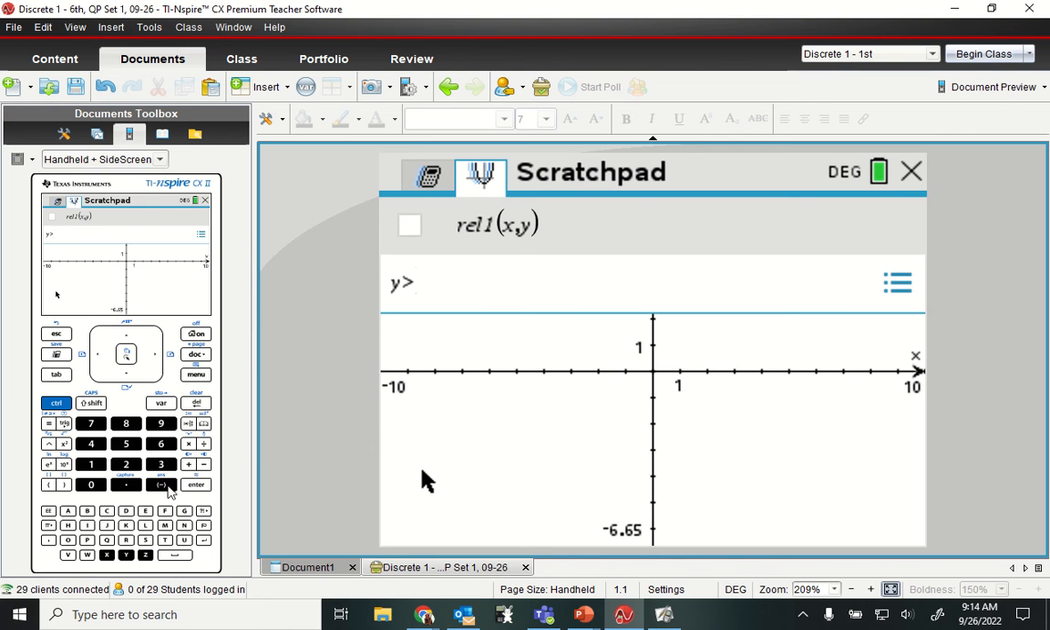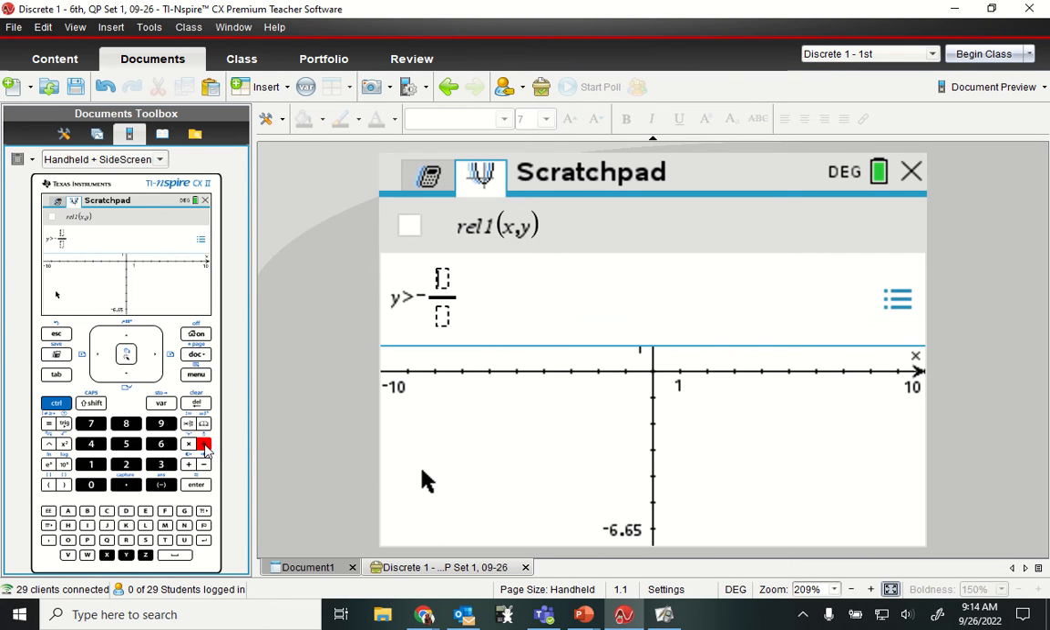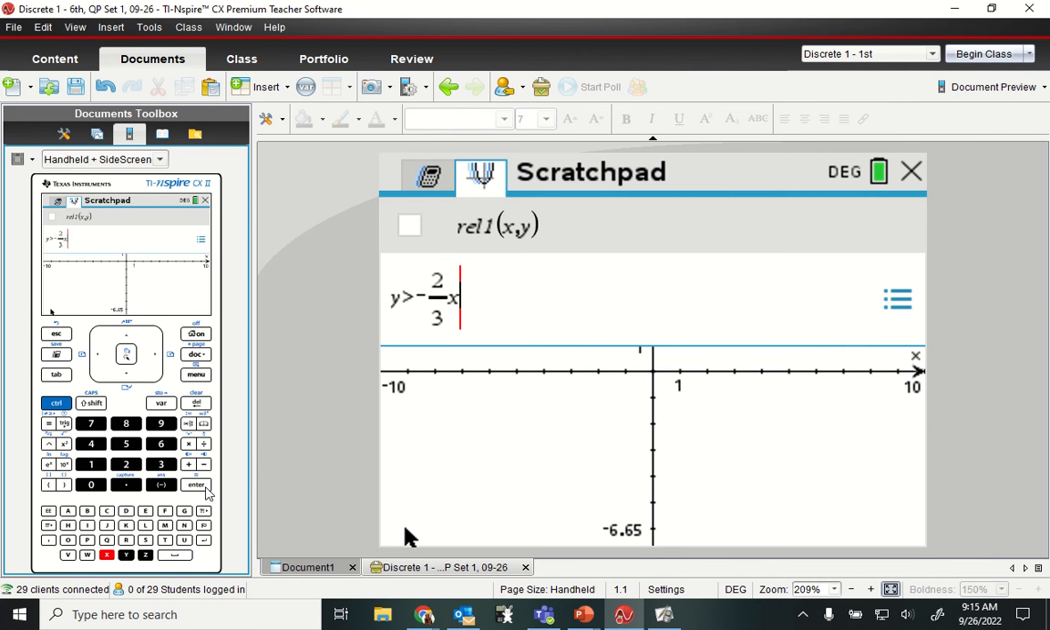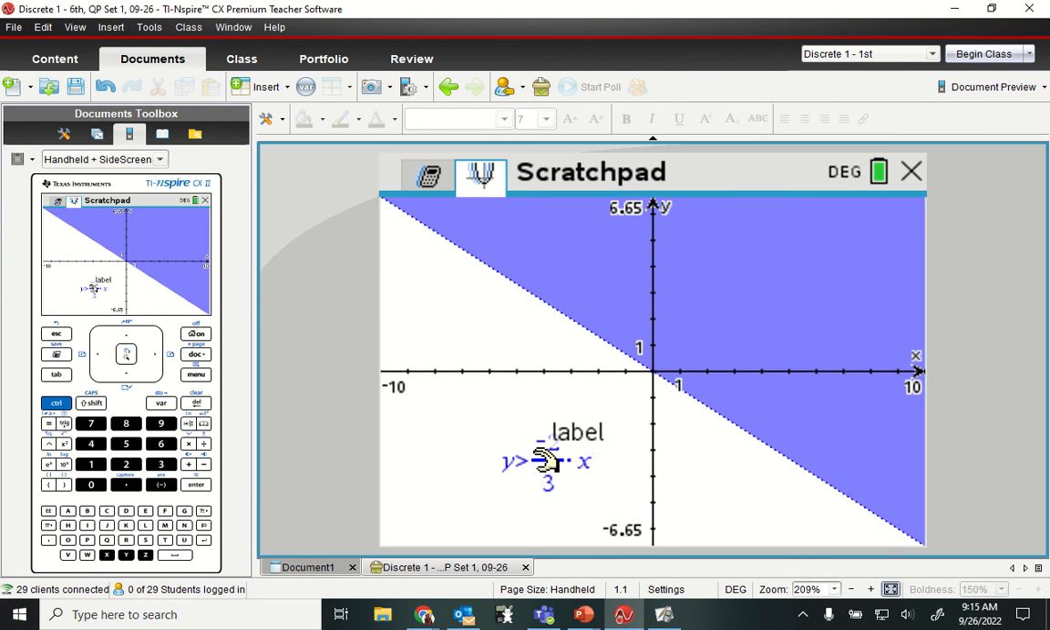So, y is greater than negative, control, divide, 2 over 3 over x. Yep, there we go. Hit enter. Bam. Look at that. Now, if you notice, look at the type of line that we have here. What type of line is that? Is that a solid line? That's a dotted line. That's a dotted line because it's not equal to. So what I need to do on mine is I'm going to sketch this.